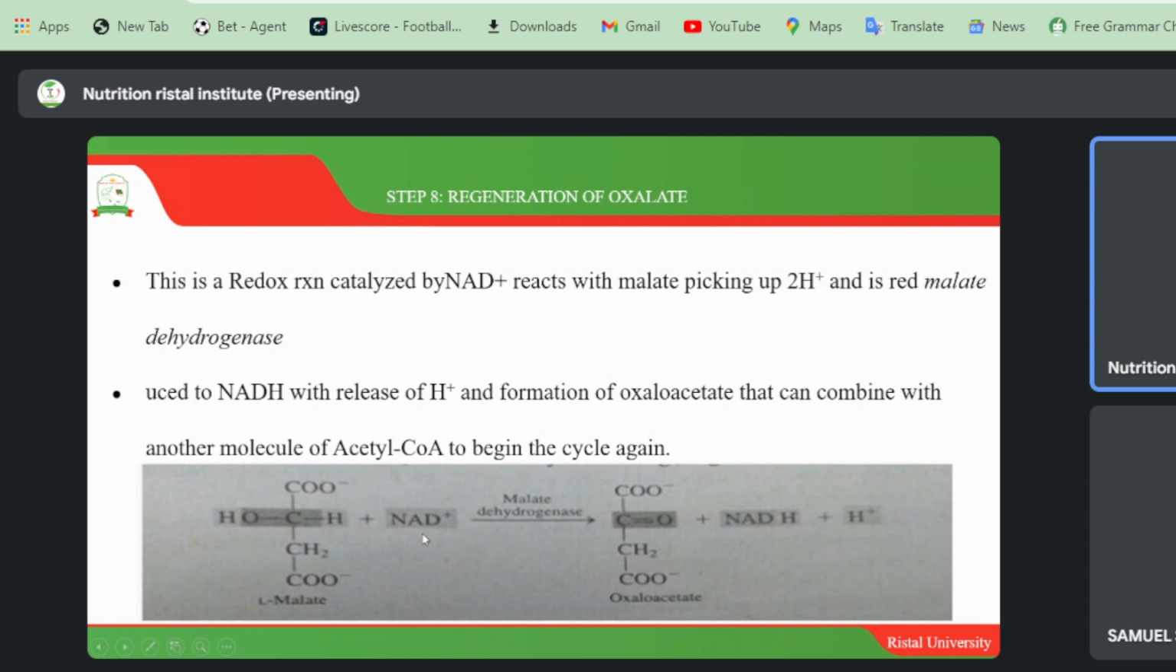and formation of oxaloacetate, which will now combine with another acetyl-CoA molecule to begin the cycle again. So once you have formed our oxaloacetate again, the cycle restarts and continues in the same way. All these steps, from step 1, combining of oxaloacetate with acetyl-CoA, start over again.